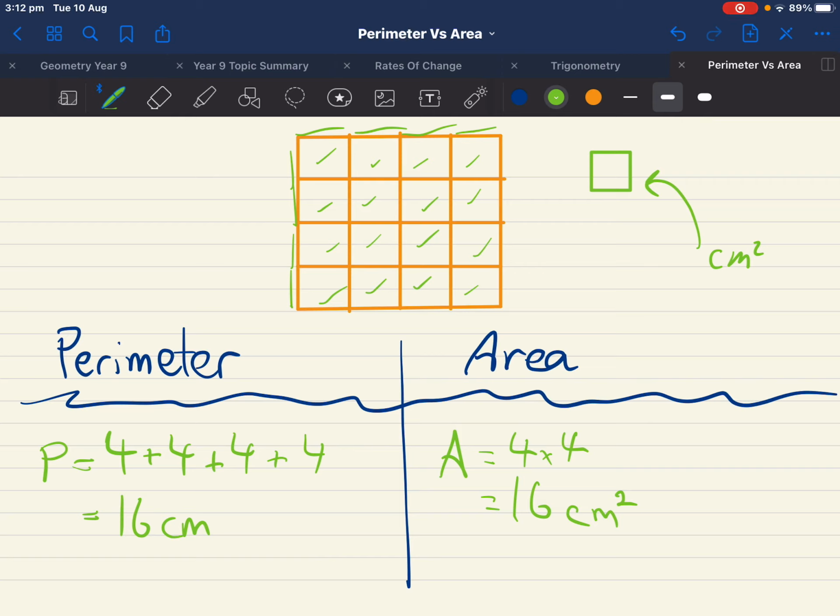Even though it's the same number here, they're different measurements. Perimeter was the distance around the outside, area was the space on the inside, and in this particular case, the perimeter was actually equal to the area. So even that can happen.